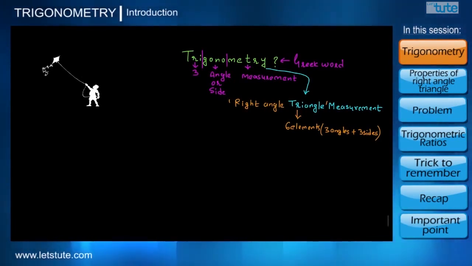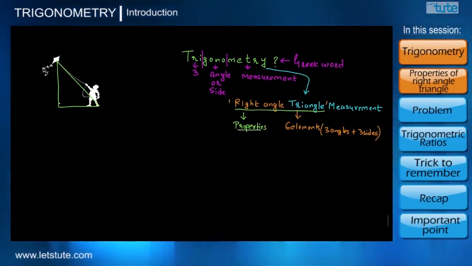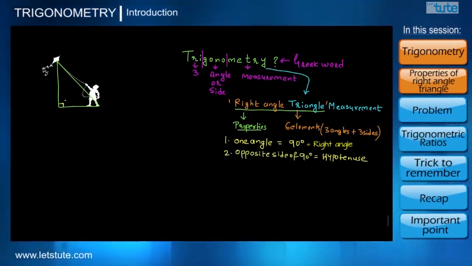So if you look at this flying kite, it forms a right angle triangle. So let's see some properties of this right angle triangle. The very first property is, in a right angle triangle, one of the 3 angles will always be of 90 degrees. The second property is, the side opposite to the 90 degrees angle is always known as the hypotenuse. In this case, the string of the kite.